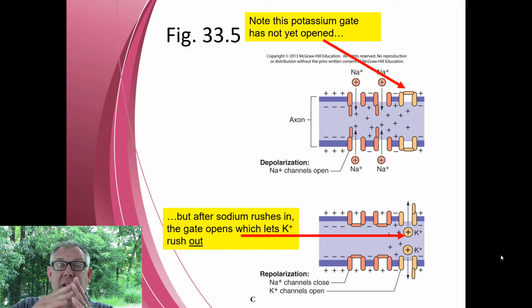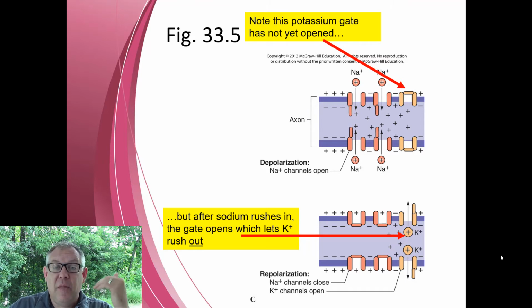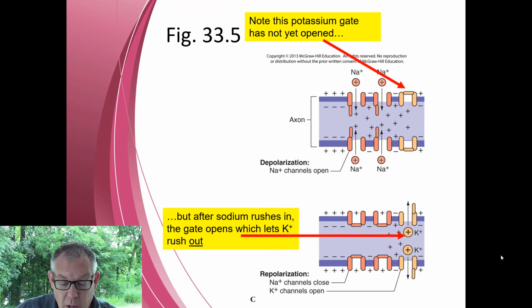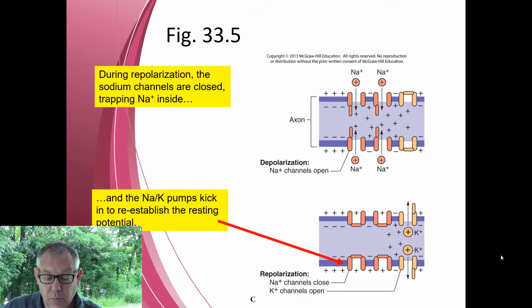And so once that potassium gate opens, that potassium goes flying out, right? But that gate won't open until it senses a change in voltage. But when the action potential comes through, those sodiums cause a change in voltage. Pretty slick. So now those potassiums run out.